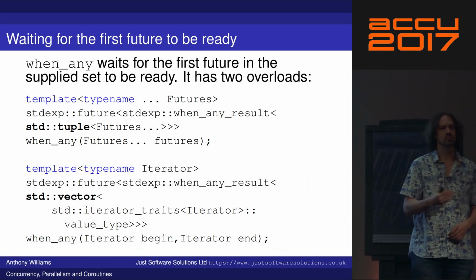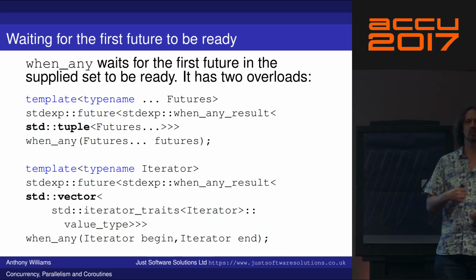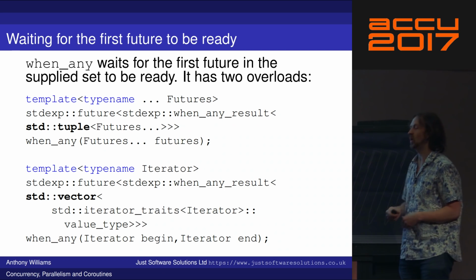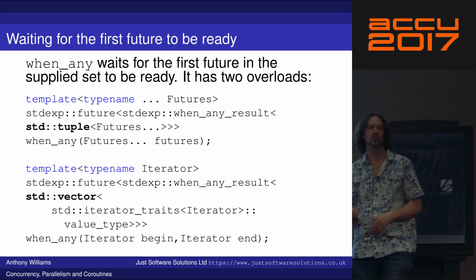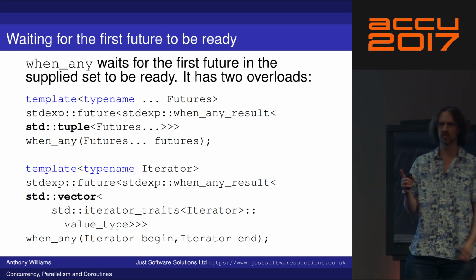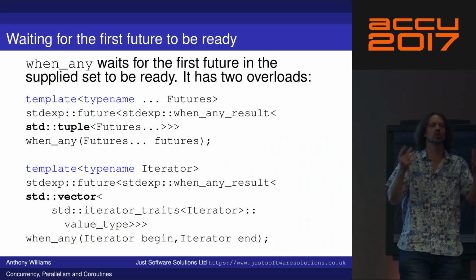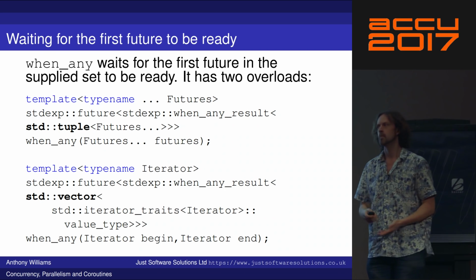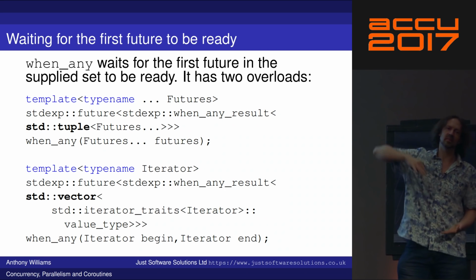Okay, so I said we got things for waiting for one or waiting for all. So when any is the one that waits for one. You've got a whole bunch of futures. You spawned off a whole load of tasks, and you want to wait for one of them to be ready. The first one, I don't care which one it is, as soon as something's ready, I want to do something. And so that's what when any does.